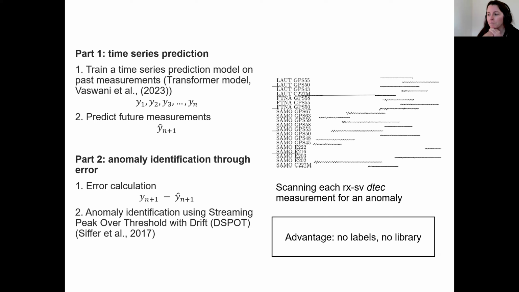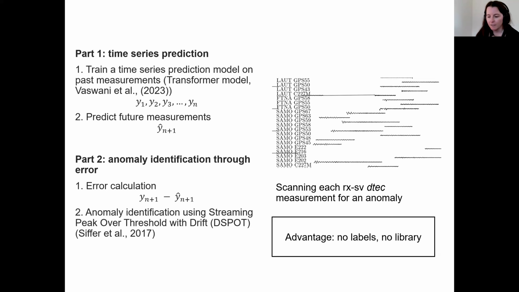We're going to do this in a very intuitive way, in two parts. The first part is a time series prediction. We build a prediction model on historic ionospheric TEC measurements, and we're going to predict future measurements. Time series prediction has been going on for decades now. It's a very advanced area. We can probably predict TEC fairly well.